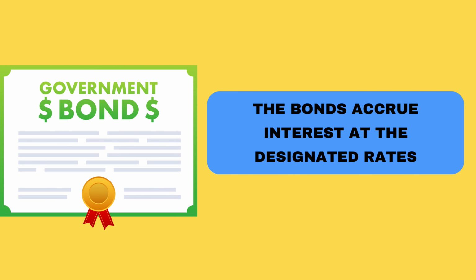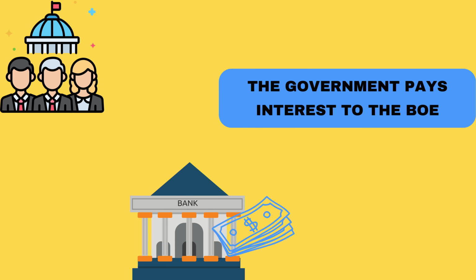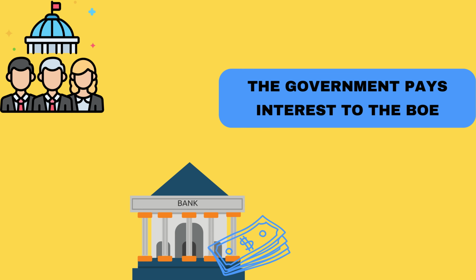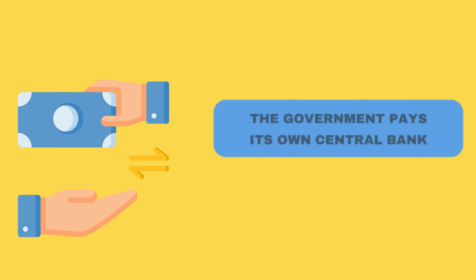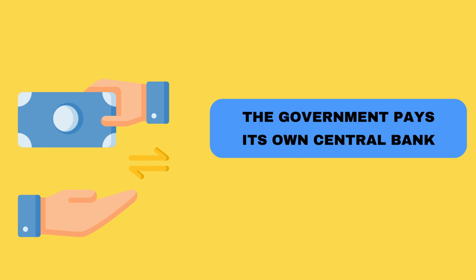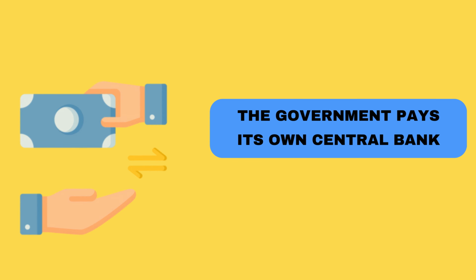The government bonds retained by the Bank of England accrue interest at their designated rates, usually on a semi-annual basis. The interest payments on these bonds are made by the UK government directly to the Bank of England on the predetermined dates specified within the bond agreements. Essentially, this transaction involves the government paying interest to its own central bank.